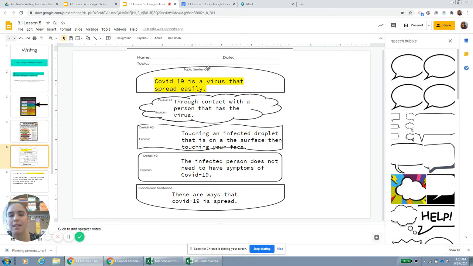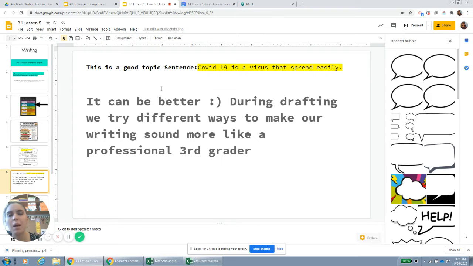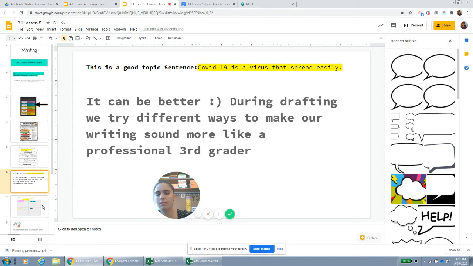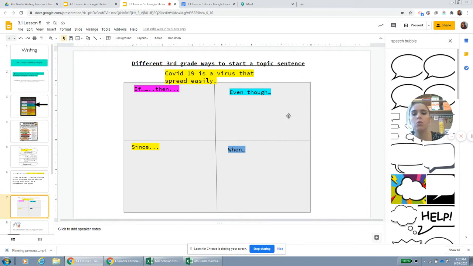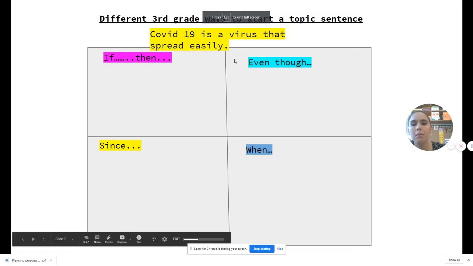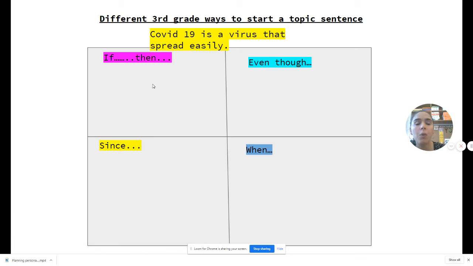So my topic sentence is: COVID-19 is a virus that spreads easily. It's a pretty good topic sentence, but it can be better. A writer is never finished. During drafting, we will try different ways to make our writing sound more like a professional third grader. So we're going to be using this chart here that's going to help us figure out a way to write our topic sentence in different ways.